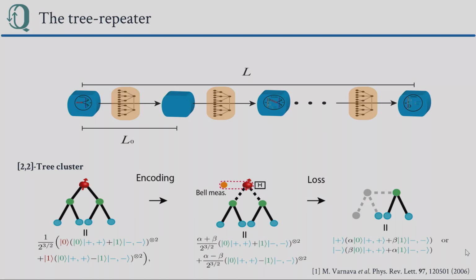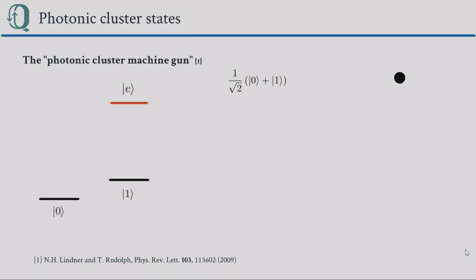I should say this 2-2 tree is not fault tolerant. This was just for demonstration. By expanding the tree, you can make it fault tolerant. So this whole business here is described in this reference down here, where they talk about it as counterfactual error correction, basically. All right. The next thing is, how do we generate these trees?